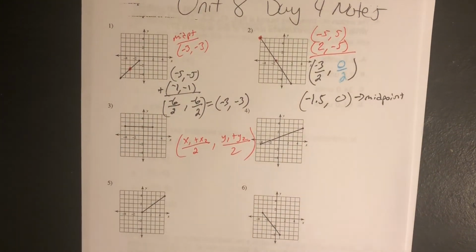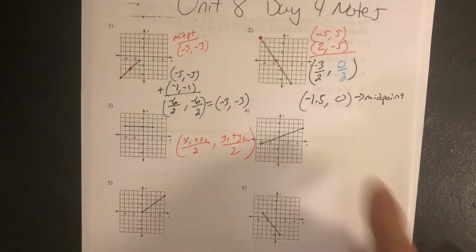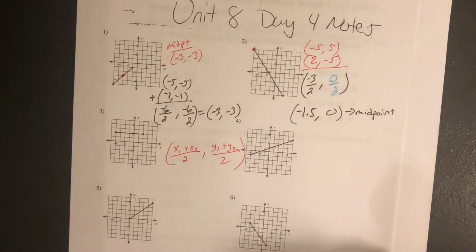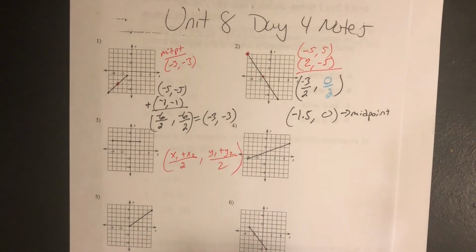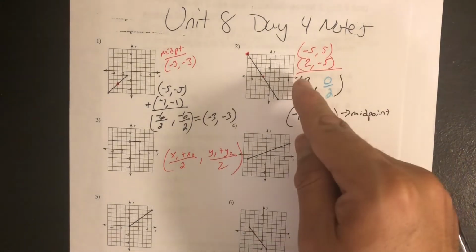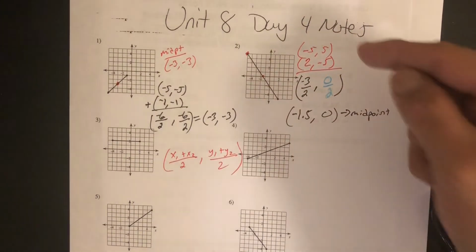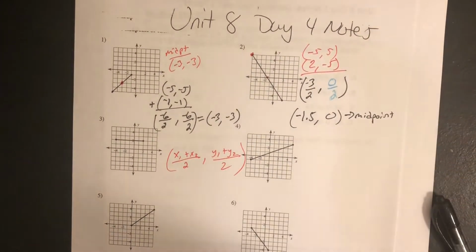Okay? So do I recommend just looking at it or graphing the 2 points, drawing your line? No. Do it this way. You use the mathematical way to be able to solve them. It's pretty straightforward to find the midpoint. Add your x values together, divide by 2. Add your y values together, divide by 2.